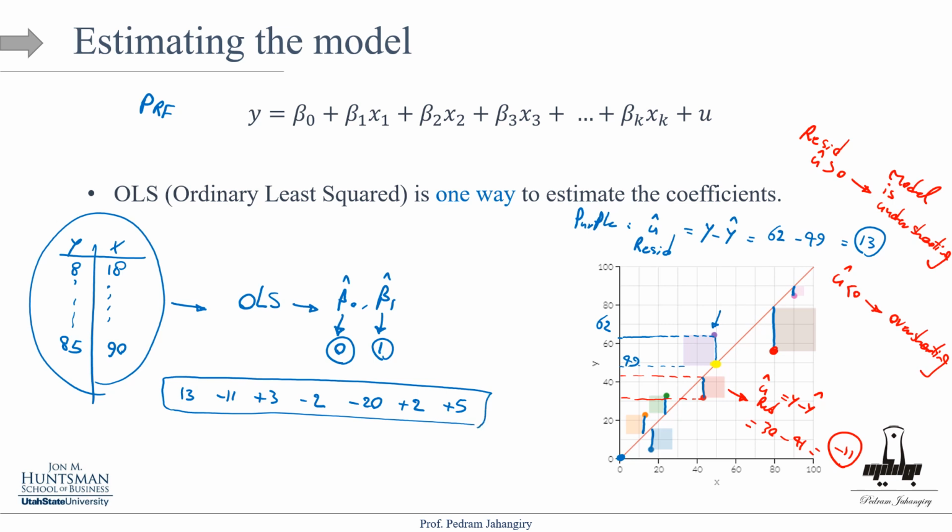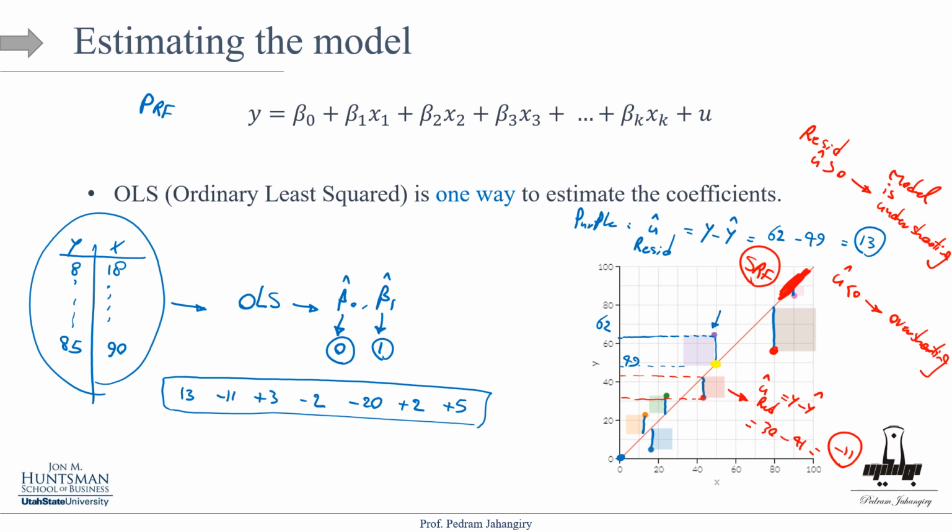What is the goal? What is a good fitted line? When I say good fitted line, I'm referring to this line, our sample regression function that we're trying to estimate. A good line is a line that is going to minimize these residuals, right?